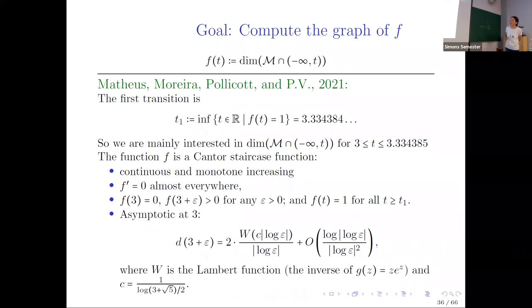Recently, Moreira with two co-authors established the asymptotic of this function near three, and it is quite explicit. It is written in terms of the Lambert function, which is the inverse of this expression. D is F there. What is D? Yes, it should be F. Yes, here it should be F. Thank you.